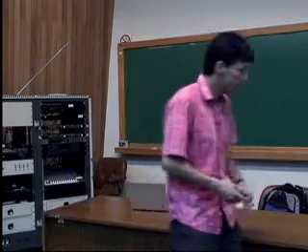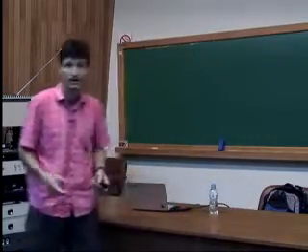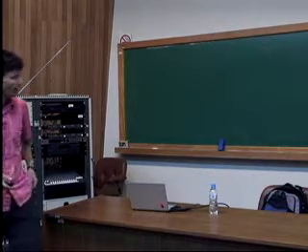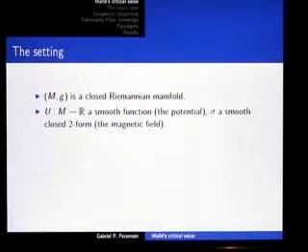Let me begin by telling what the setting is. I have a closed Riemannian manifold. I have some potential, some function U, and then, a very important feature, I have a closed two-form sigma, which you can think of as a magnetic field. So I have three objects, and as a matter of fact, you can think about zero potential if you like. The really interesting stuff takes place just with the metric and the two-form sigma.